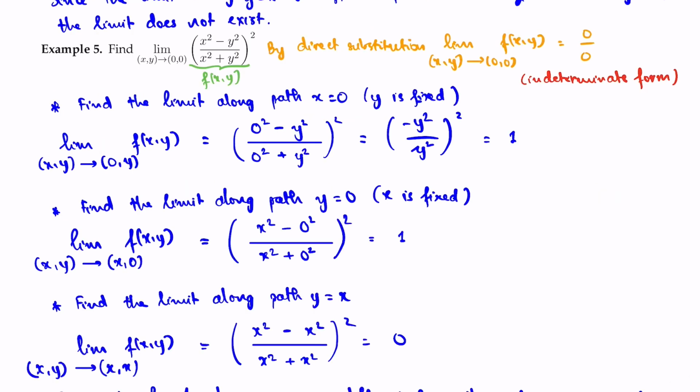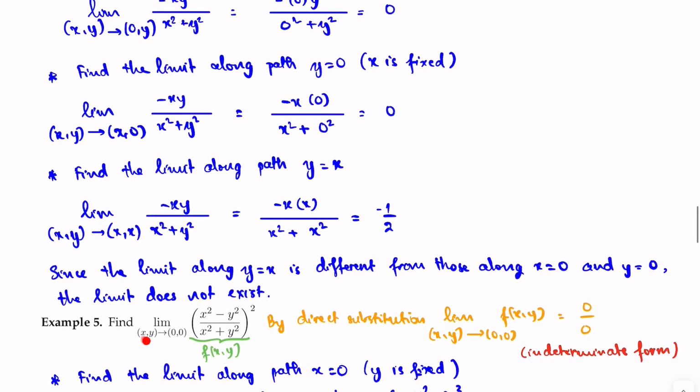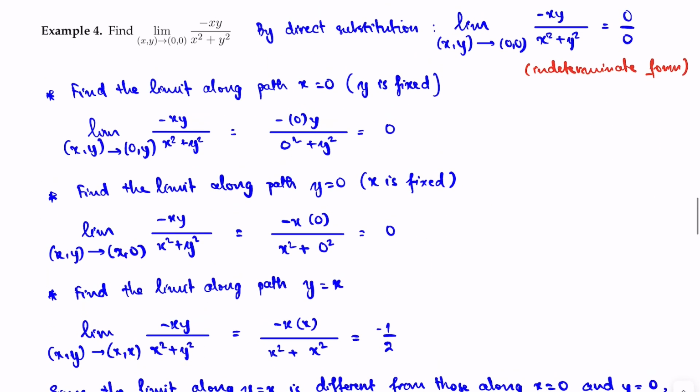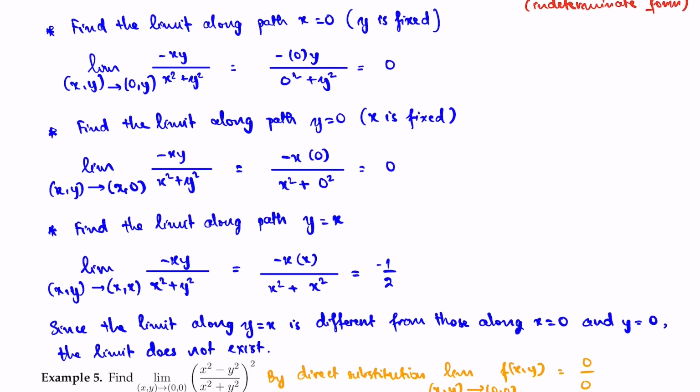And that's how you determine if the limit of a function exists or not. So the common denominator between these two examples is that the limiting point under consideration does not belong in the domain of the functions. As you can see in example 4 and example 5, when you find the limit of the function as (x, y) approaches the point (0, 0), which is the origin, the point (0, 0) does not belong to the domain of the function.